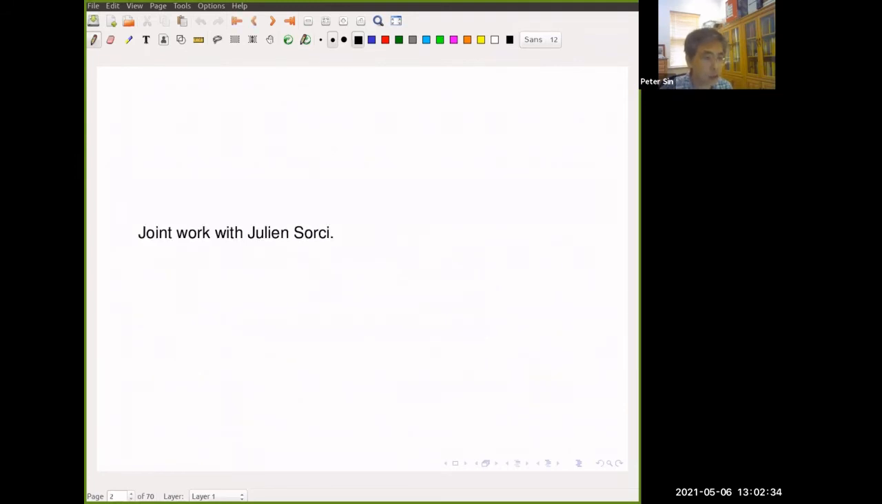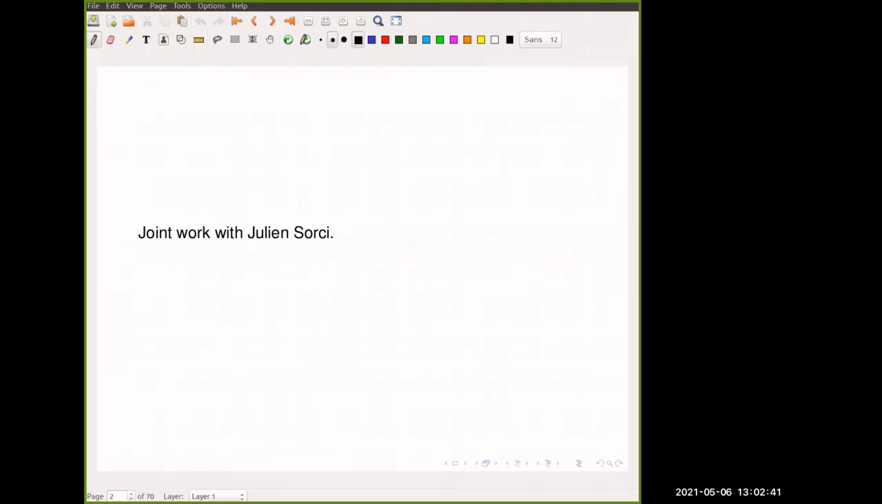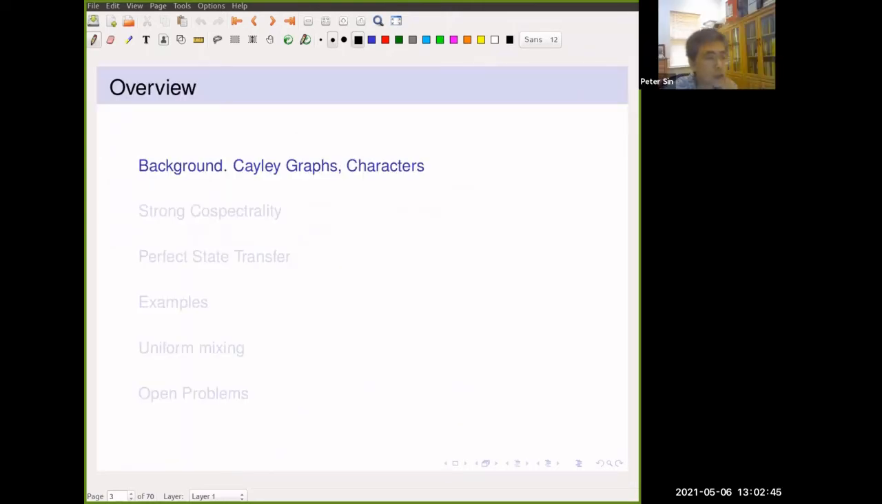So I want to talk about quantum walks on finite groups. A lot of what I'm going to talk about is joint work with Julien Saucy. So I'll start with some basic definitions and background.